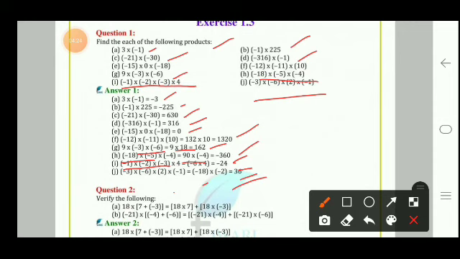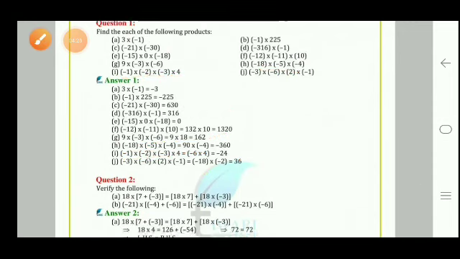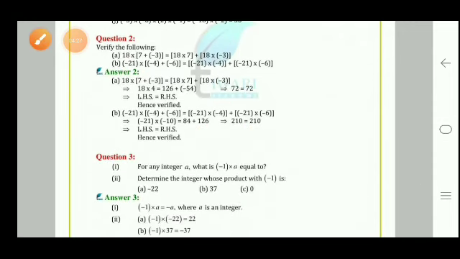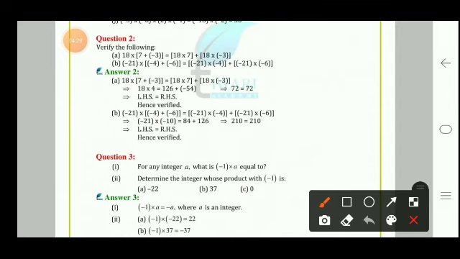So the answer is coming 36. Then moving towards question number 2. In question number 2, verify the following: 18 into 7 plus minus 3 is equal to 18 into 7 plus 18 into minus 3. So this will be minus 21. So how to verify this?